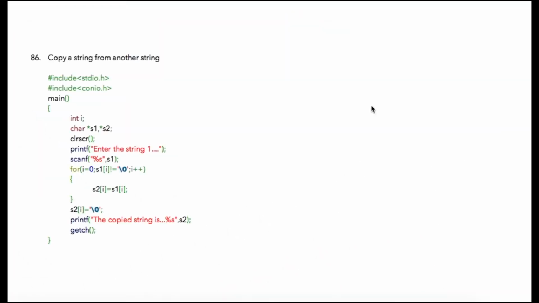In the next program, we are going to copy a string from another string. For that, I'm going to use two strings. I'm asking the user to enter string 1 and then I'll be looping through string 1 starting from 0 till I reach the null character. And then for each iteration, I'm going to store each character of S1 into S2.